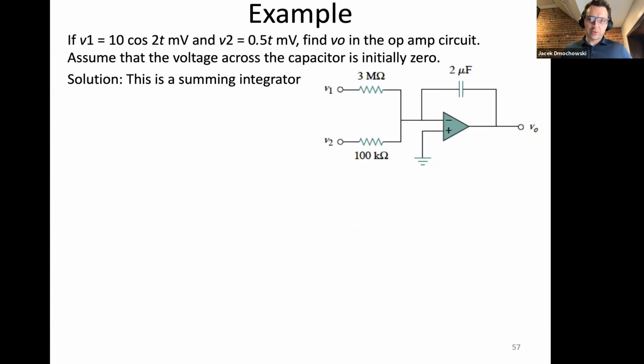So let's actually do an example of an integrator. We have two inputs, V1 and V2. V1 is connected with a resistance of 3 milliohms, and V2 is connected with a resistance of 100 kiloohms.